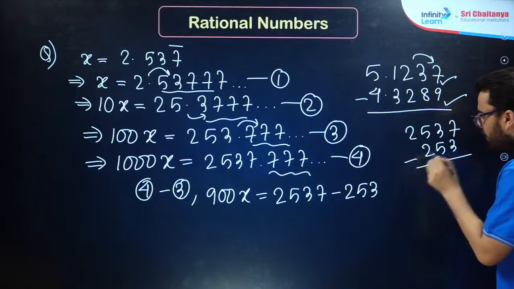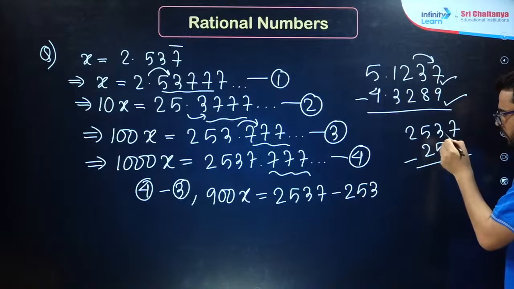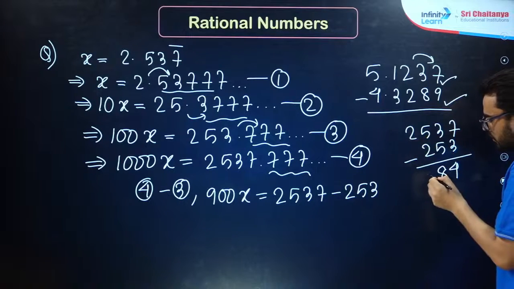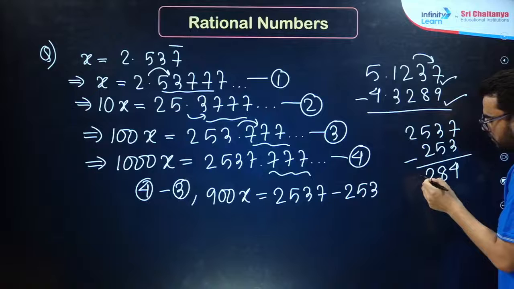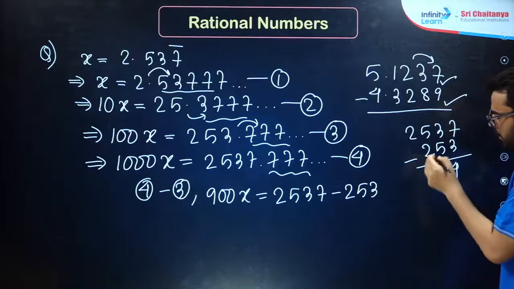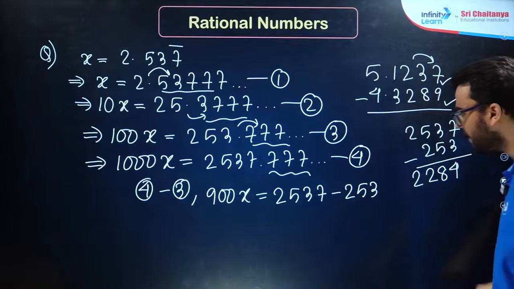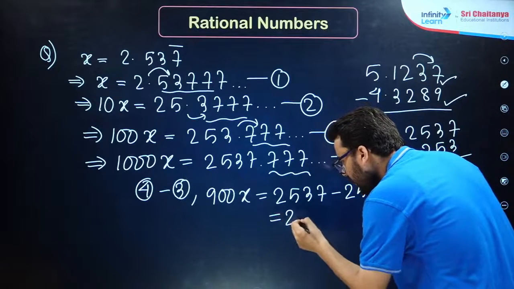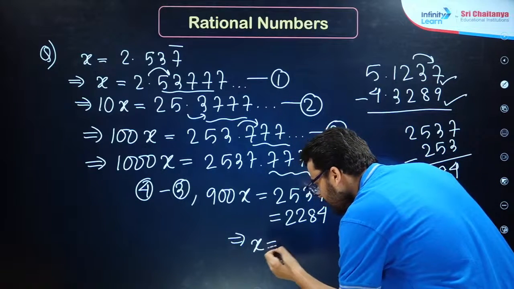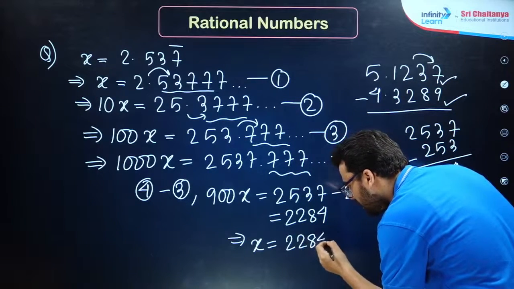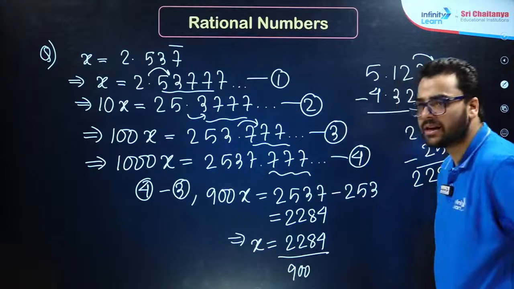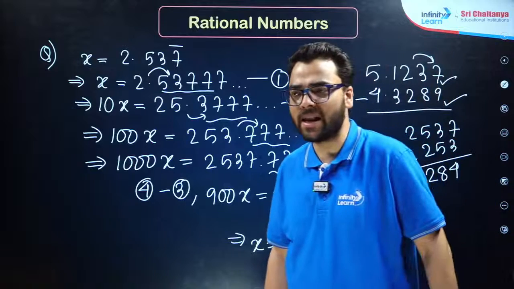So what are we getting over here? And then this is 2, right? So 2284 you are getting. 2284. So what is the value of x over here? X is equal to 2284 divided by 900. Is that clear to every student? Any doubt in that thing?